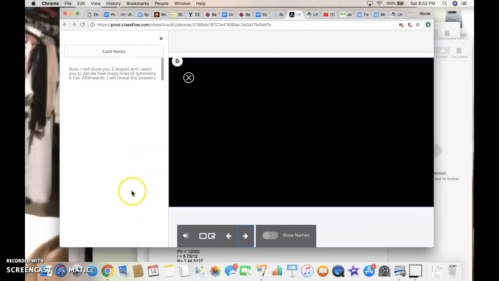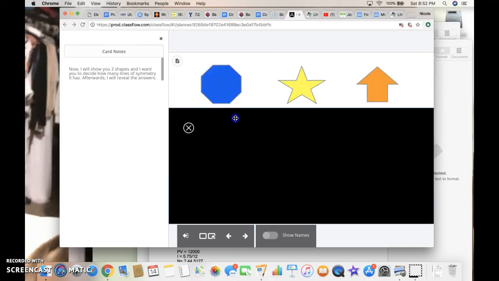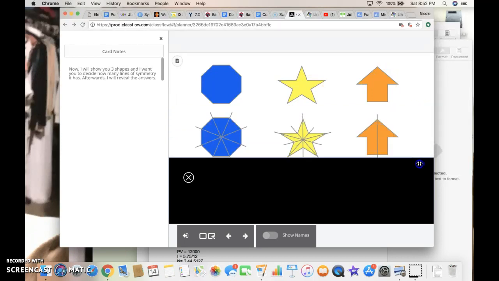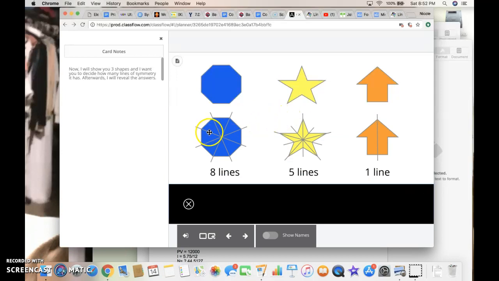Okay, now I will show you 3 shapes and I want you to decide how many lines of symmetry each has, and you can guess, and then afterwards I will reveal the answers. So here are the 3 shapes. There is an octagon, star, and an arrow. So take a minute, and the answers are: the octagon has 8 lines, the star has 5 lines, and the arrow has just 1 line of symmetry.